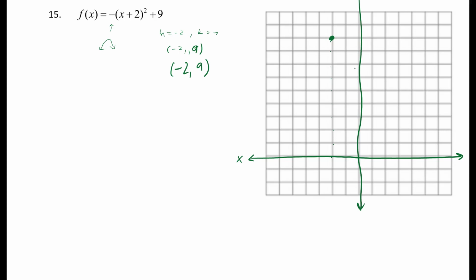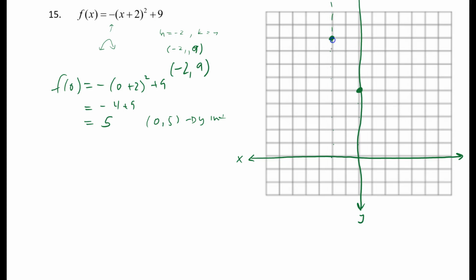What we can maybe do next is find the y-intercept. Remember how to find y-intercepts? You just plug in x equals 0. So f of 0 is going to be -(0 plus 2) squared plus 9. That's -4 plus 9 equals 5. So (0, 5) is going to be our y-intercept. So 0, 1, 2, 3, 4, 5.